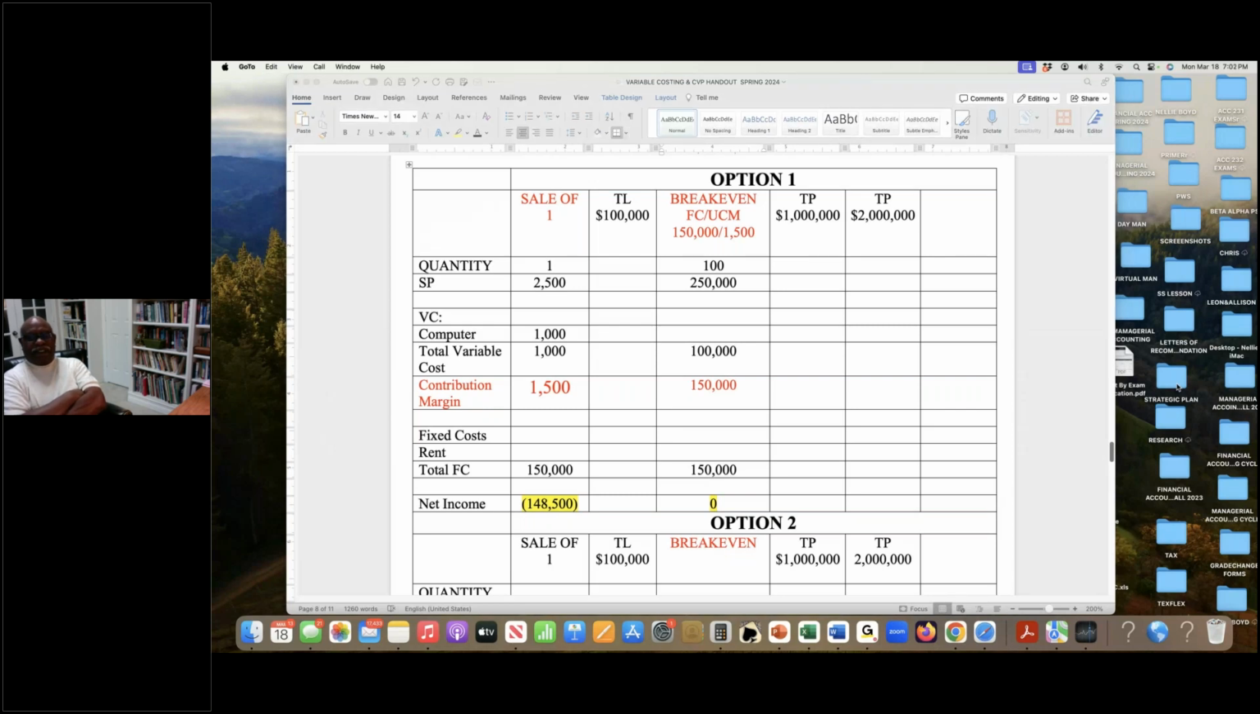What is that computer? That's what you're selling. You're selling computers. Oh, okay.